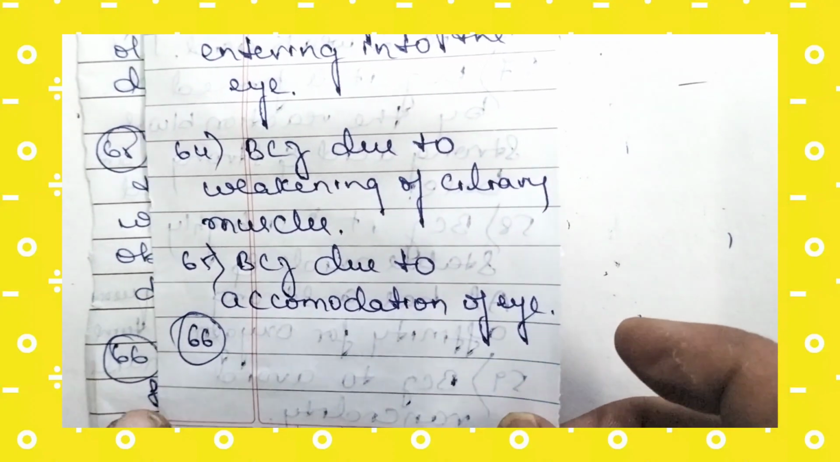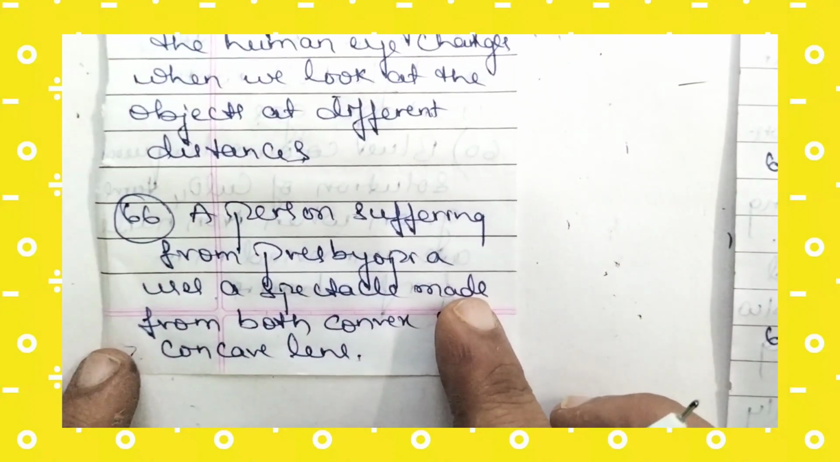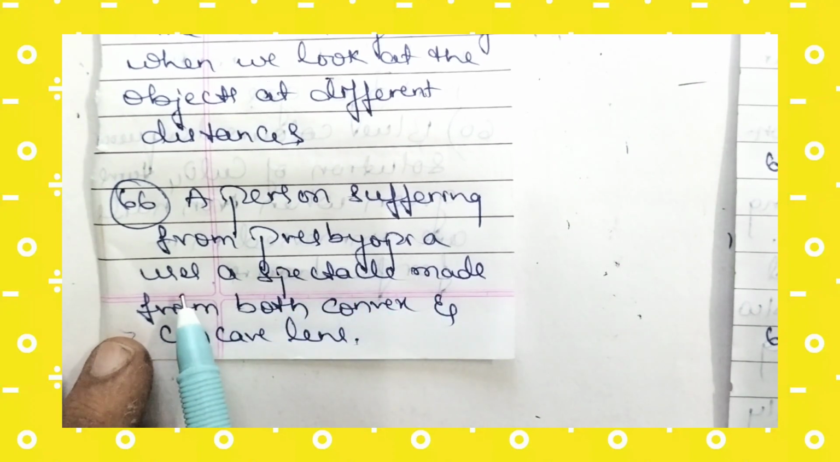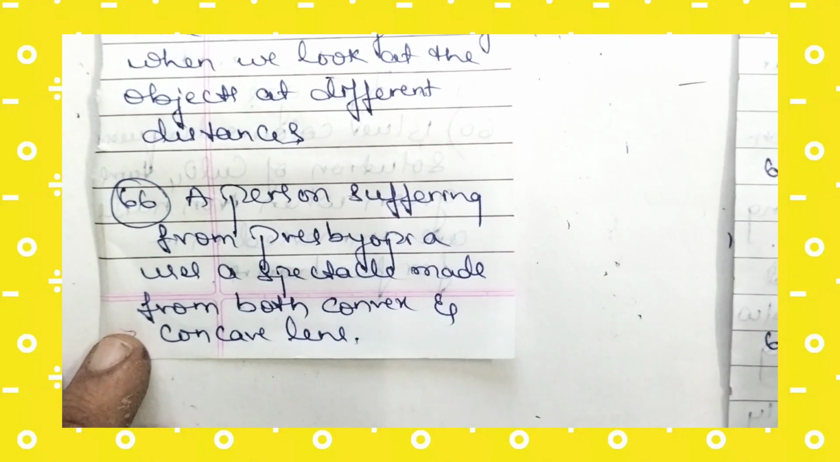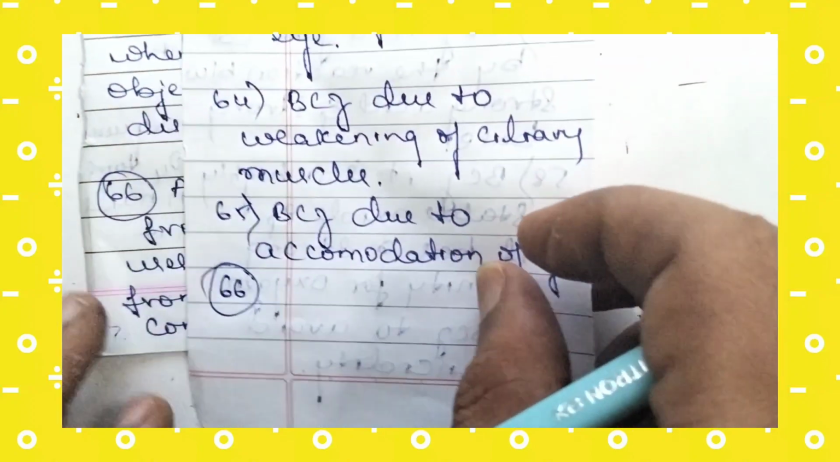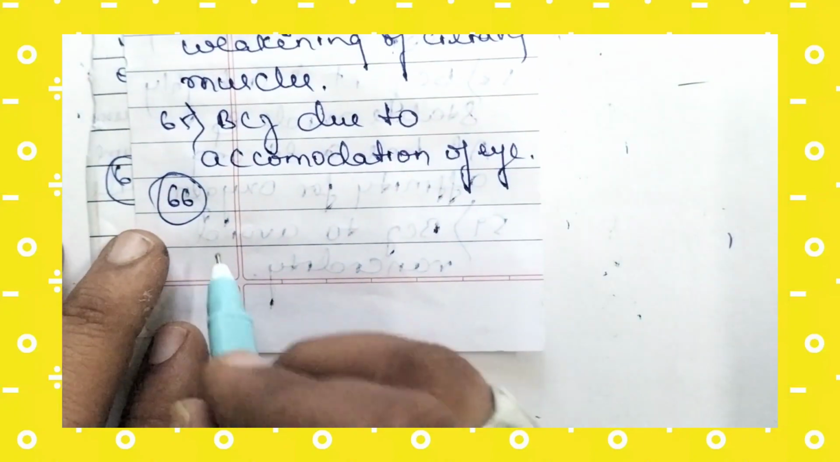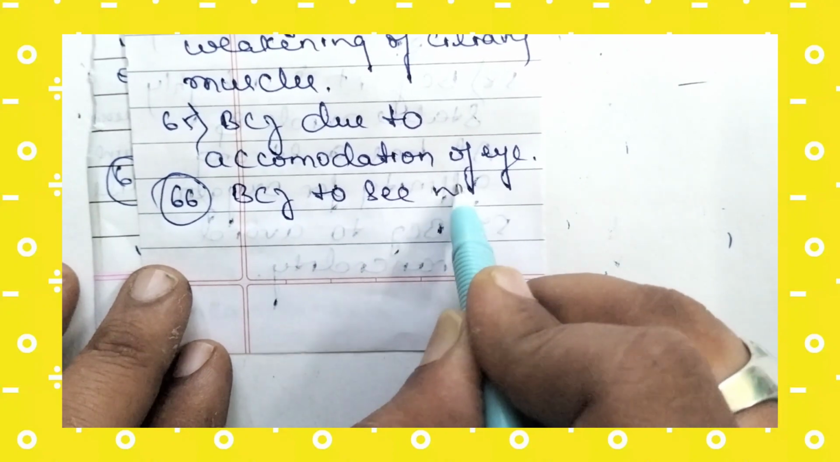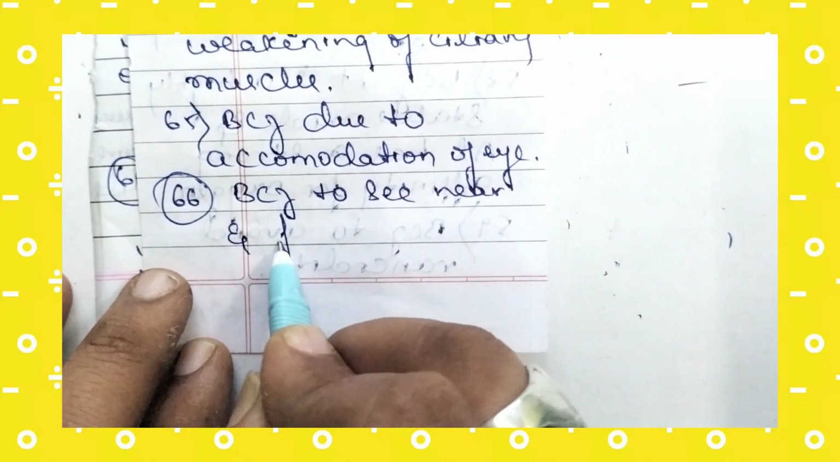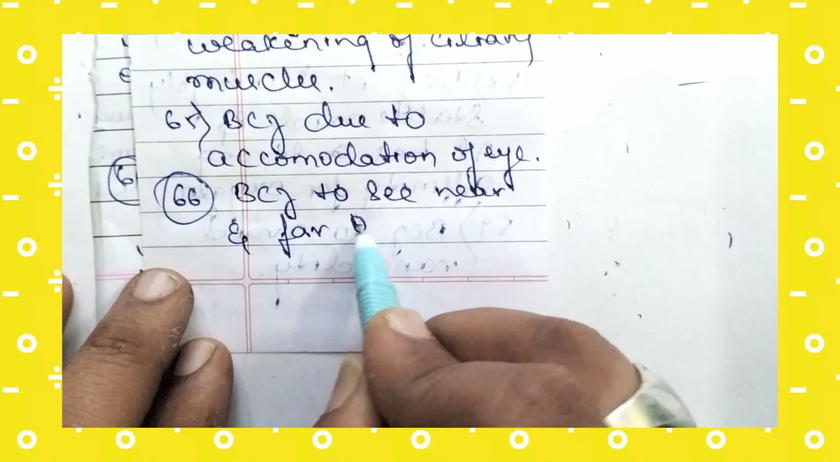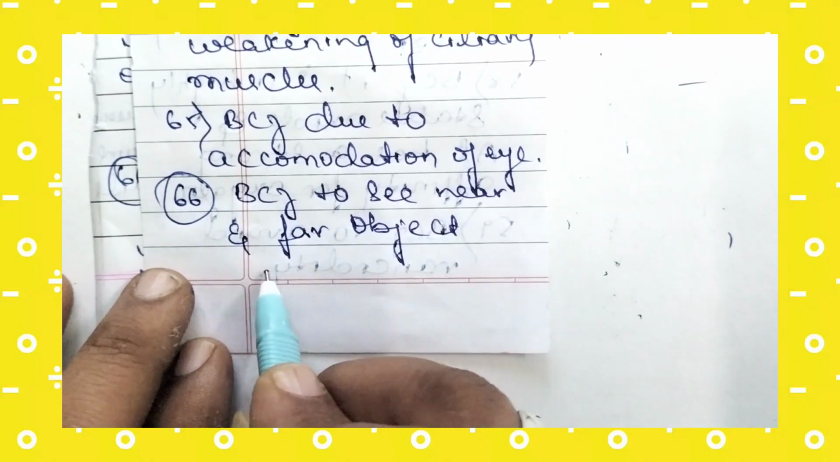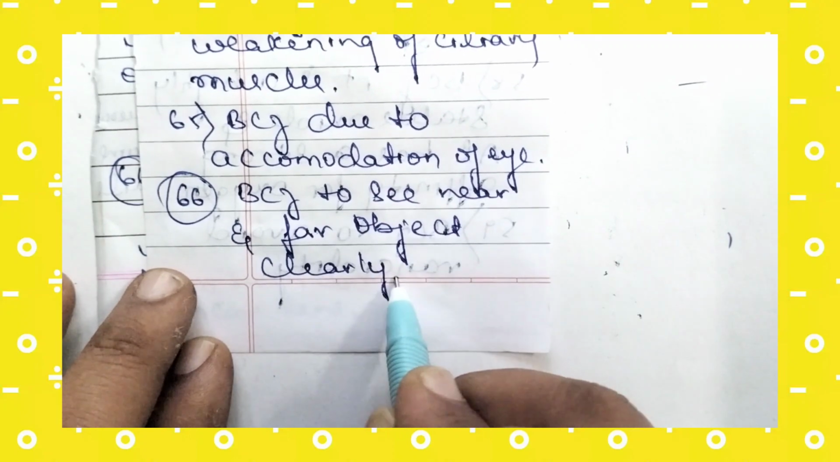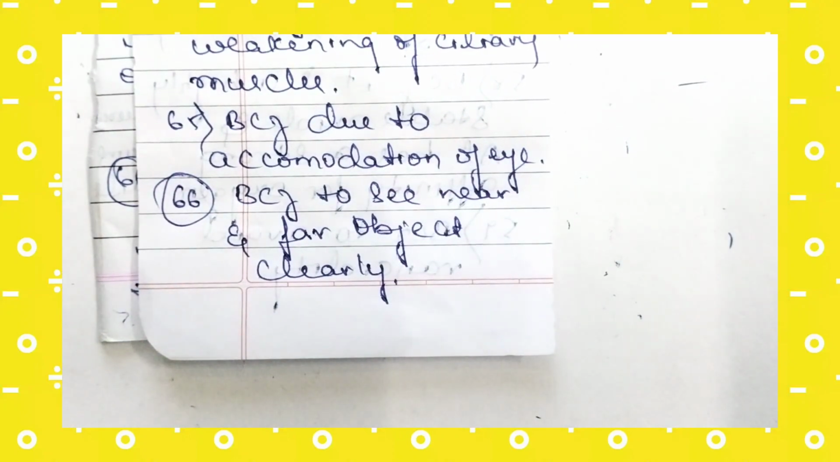Now let us move for the 66th question. A person suffering from presbyopia uses a spectacle made from both convex and concave lens because to see near and far object clearly. So this is the answer for 66th question.